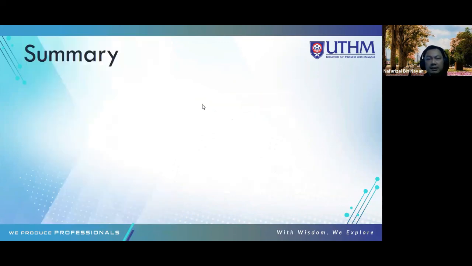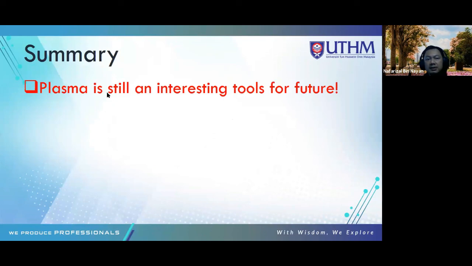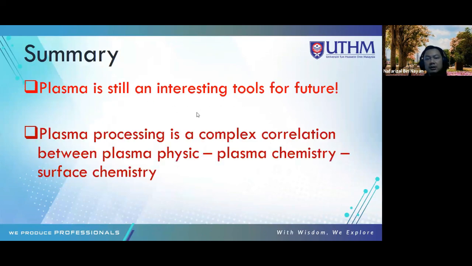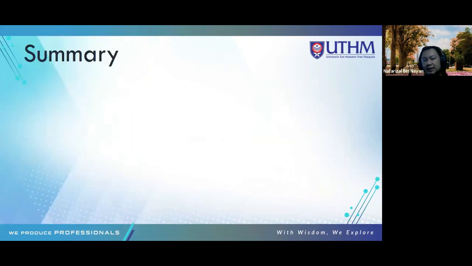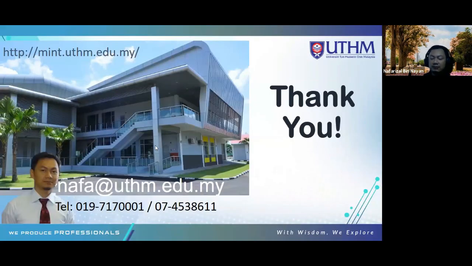Okay, in summary, plasma is still an interesting tool for the future. Plasma processing is a complex correlation between plasma physics, plasma chemistry, and the surface. You can see a lot of chemical reactions and a lot of calculations that we can use, so that's how important it is to understand these fundamentals. Okay, that's all for my talk today.